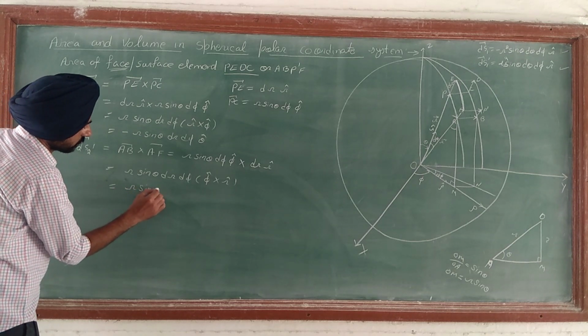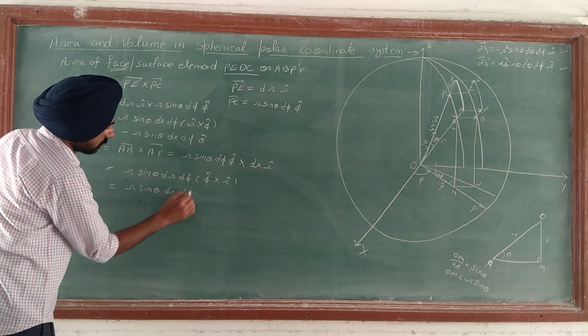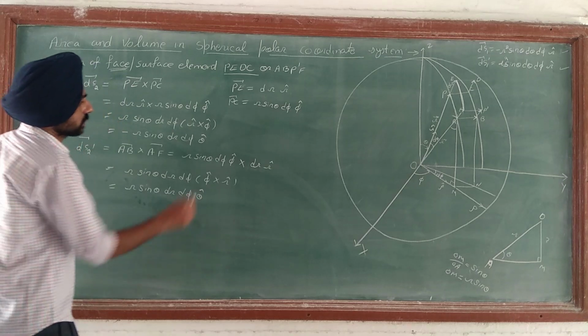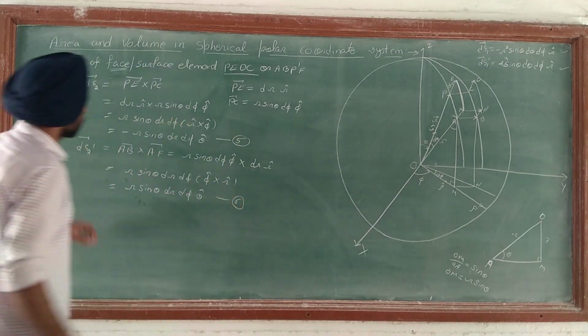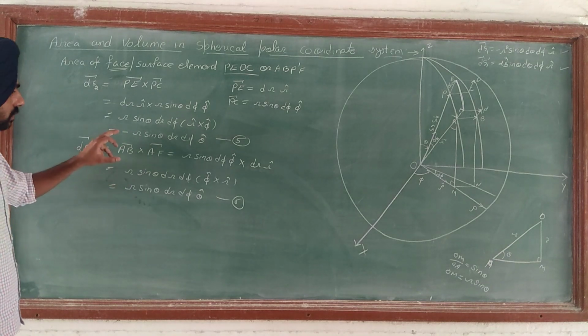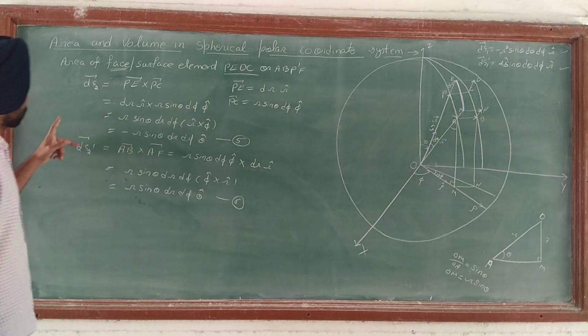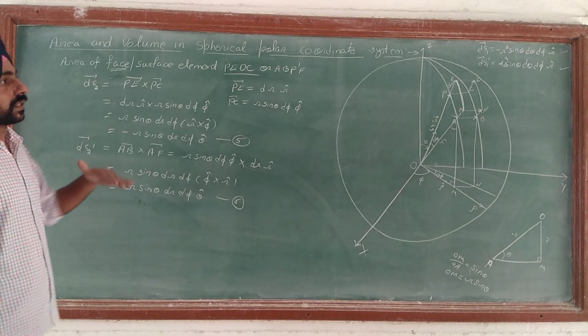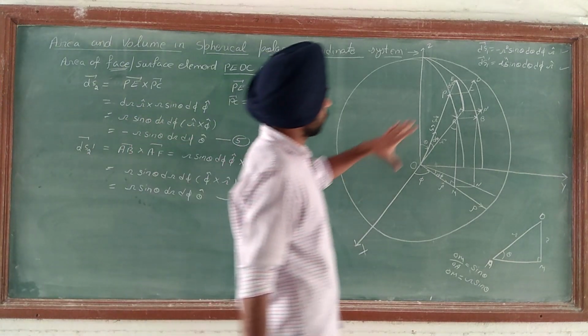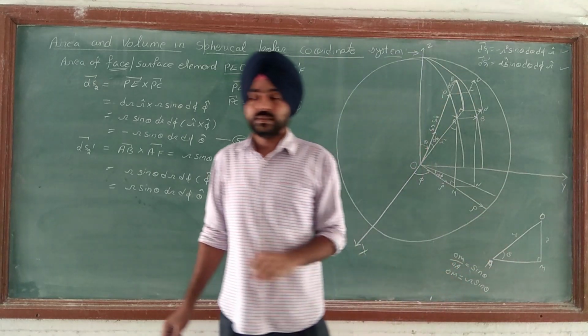So this is theta cap. This is equation number 5. This is equation number 6. As you can see, the magnitude is same, but direction is opposite. So we have calculated the ds2 and ds2 prime for the upper and the lower surface of this element.